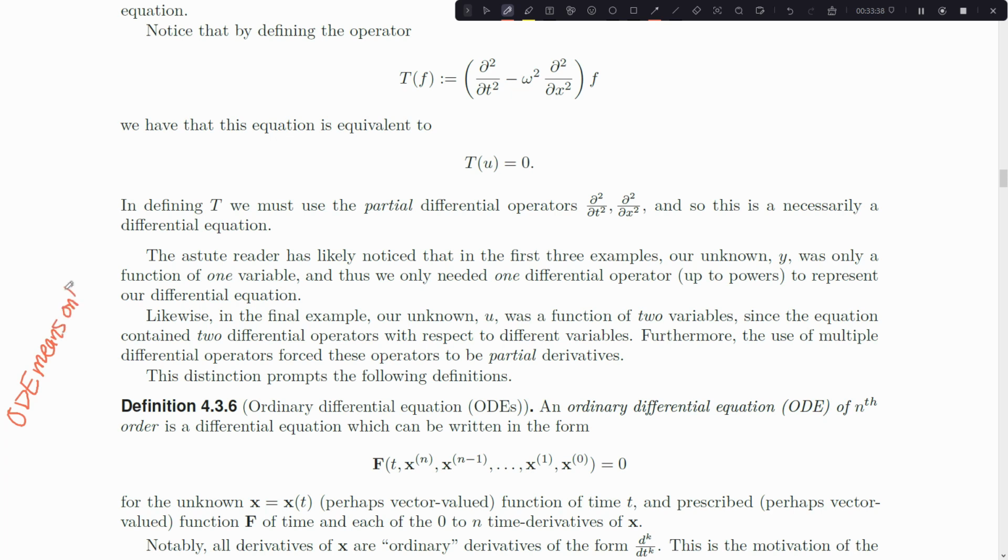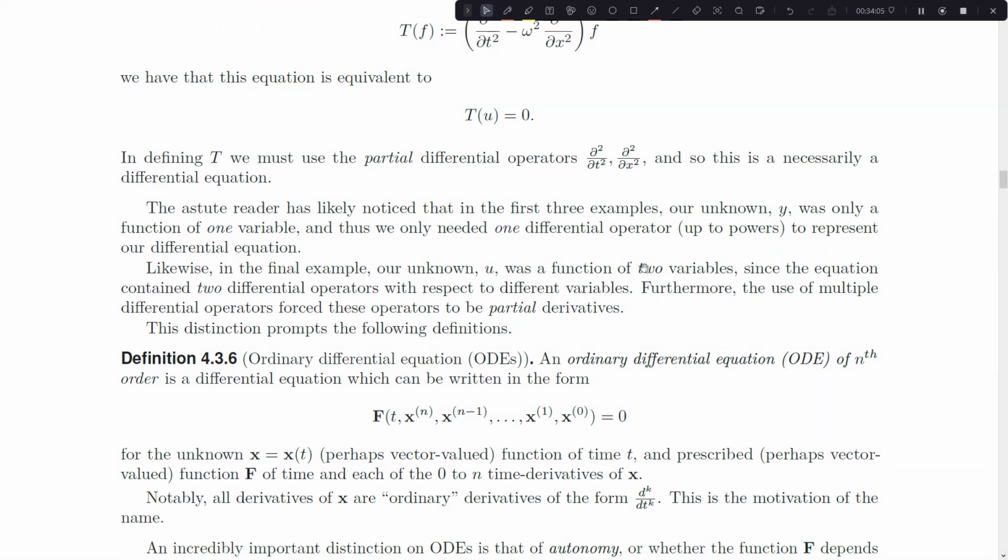ODE means only one independent variable. That's just something to remember here. One independent variable is ODE. Not one dimension, right? We can exist in higher dimensions, but we only have one independent variable, one input to all of our functions.